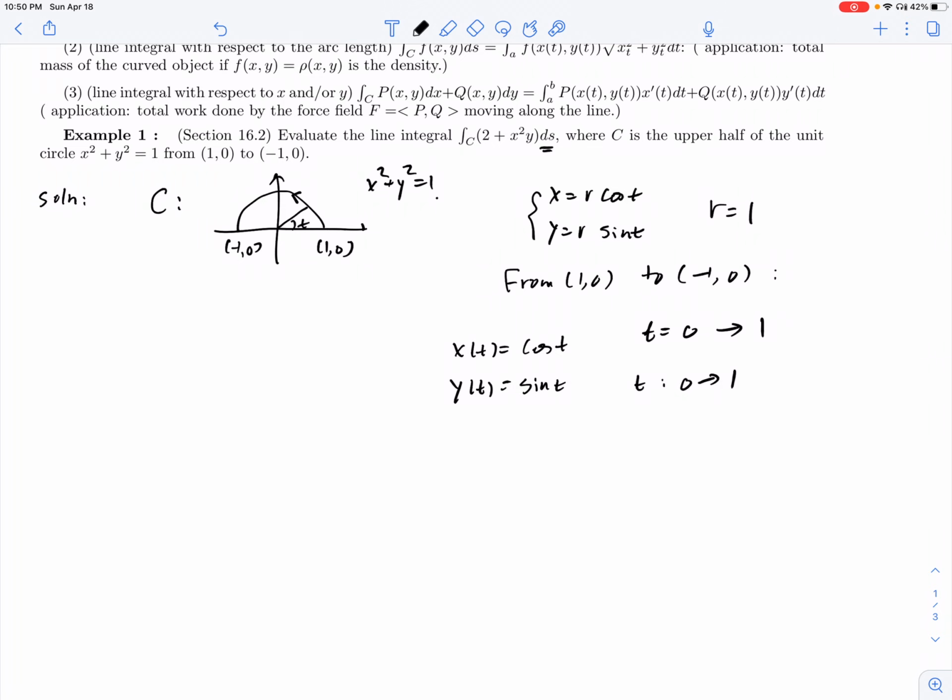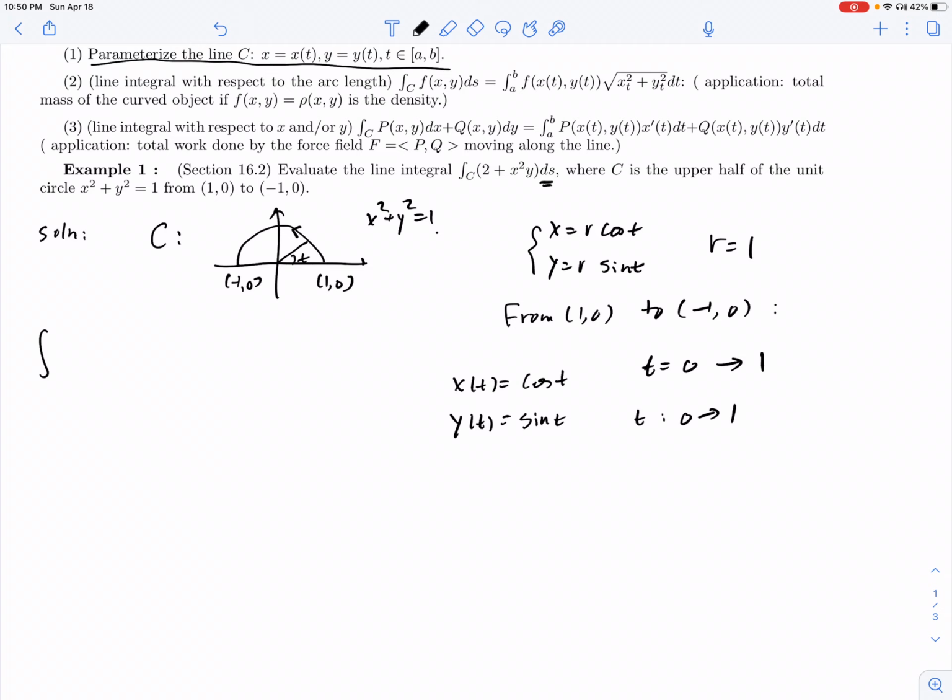And now, according to the meaning of the line integral, this is what we have. We have the function f of x, y over here with ds, and then we integrate from 0 to pi, and we need to plug in t, so we have f of x of t and y of t, and ds is the one that we need to calculate because it is the arc length. We have the square root of x prime of t squared plus y prime of t squared. Okay, so we're going to calculate this square root.